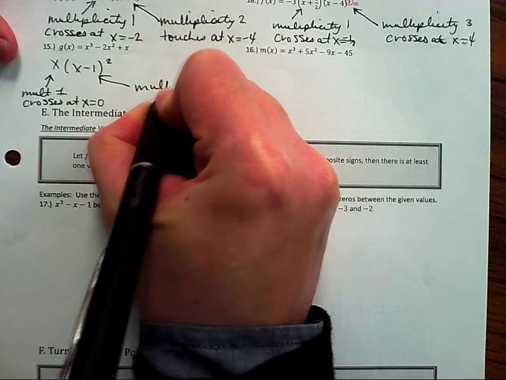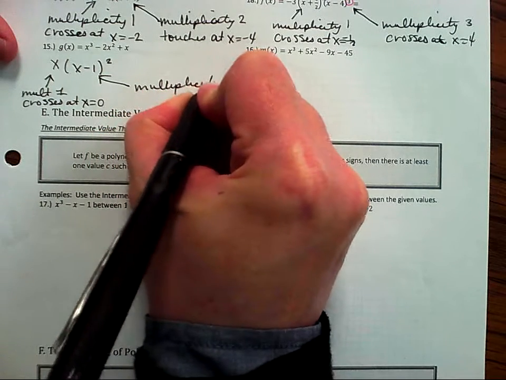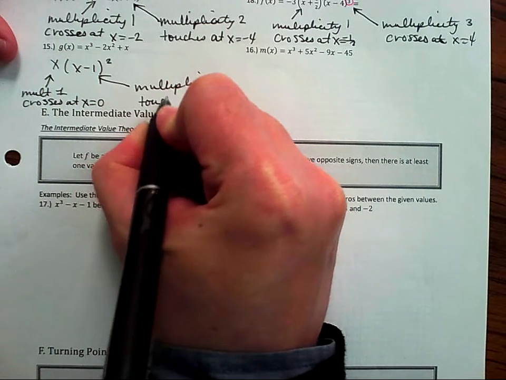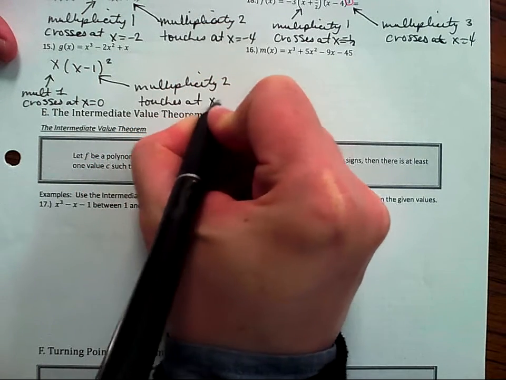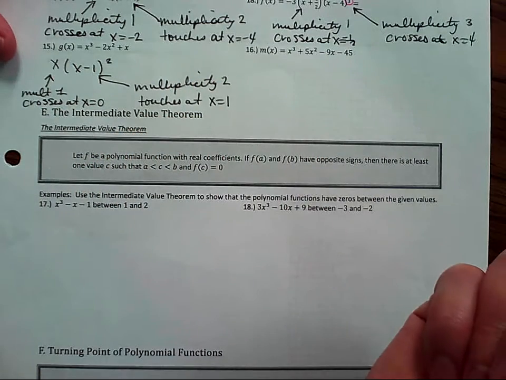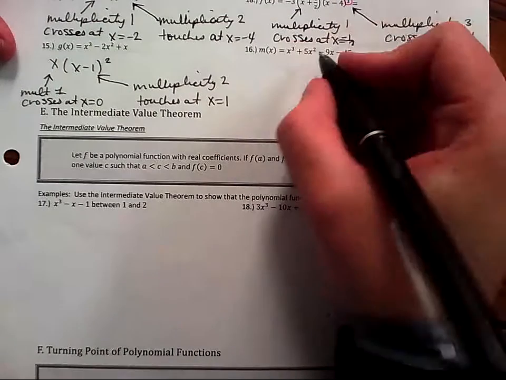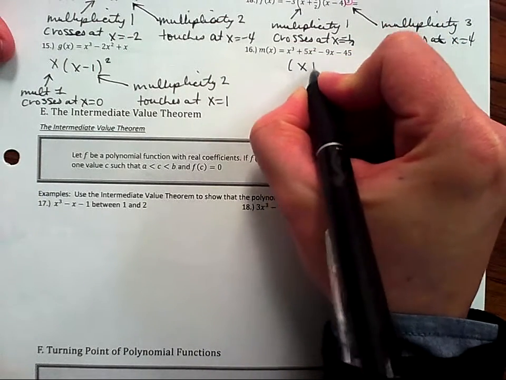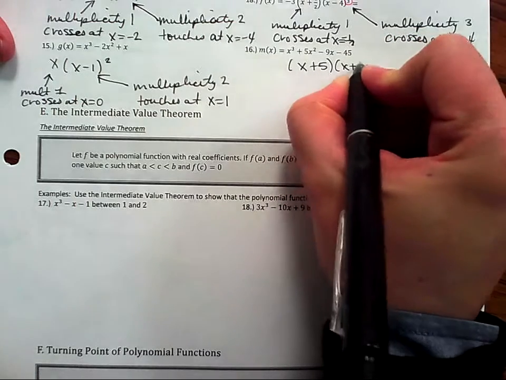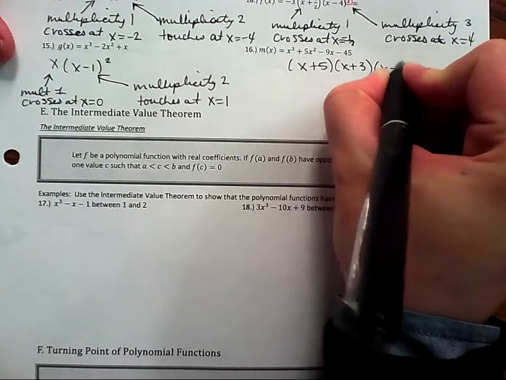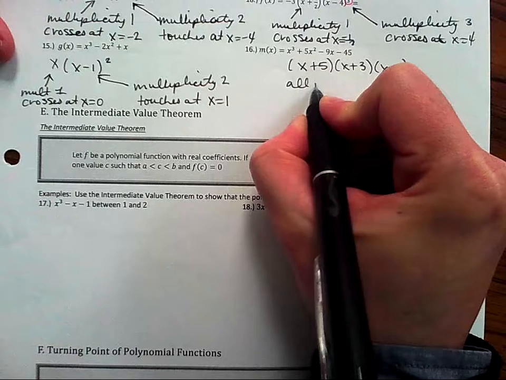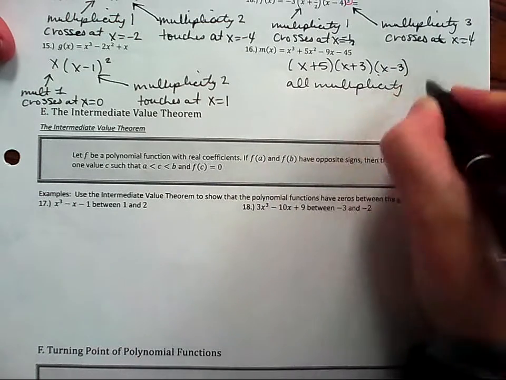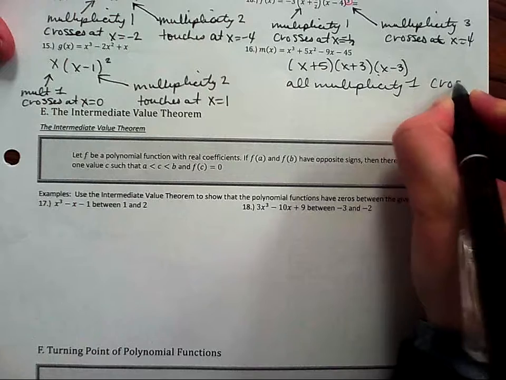Multiplicity 2 touches at the root x equals 1. Here we factored this one. We got x plus 5, x plus 3, x minus 3. All multiplicity 1. Crosses.